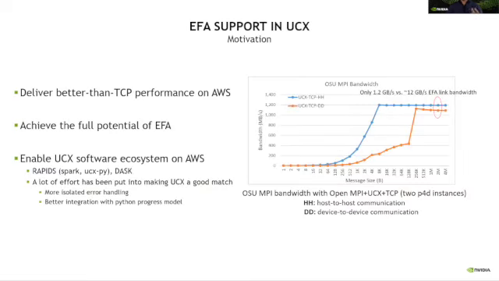And what is the main motivation for adding EFA support in UCX? Well, we want to be able to deliver better than TCP performance on AWS, because without EFA support, the UCX usage on AWS will be limited to TCP.